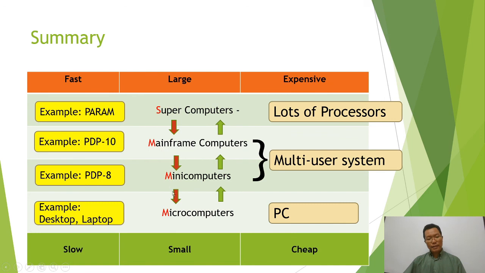So you will understand these arrows. The example of supercomputers: Param, mainframe, PDP-10, mini, PDP-8, micro, desktop, and laptop. So here on this side we'll see. Supercomputer has lots of processors, multi-user system. Microcomputer is known as PC, personal computer. So I hope you all understand.